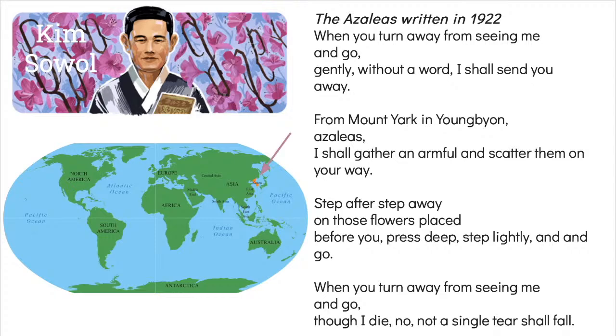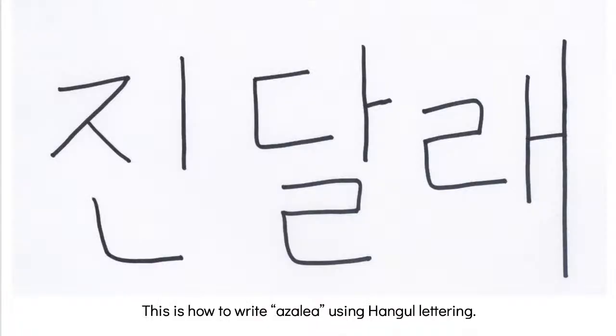Kim Sowol is a beloved Korean poet, and he wrote a very famous poem called The Azaleas. The poem touches on several feelings, including love and sadness. The azaleas may be a metaphor for resilience during hardship. This is how you write the word azaleas in Korean Hangul lettering. I will teach you how to do this during today's art lesson.